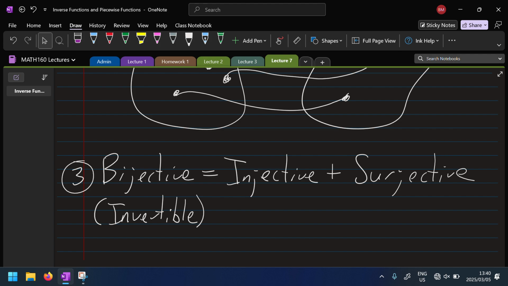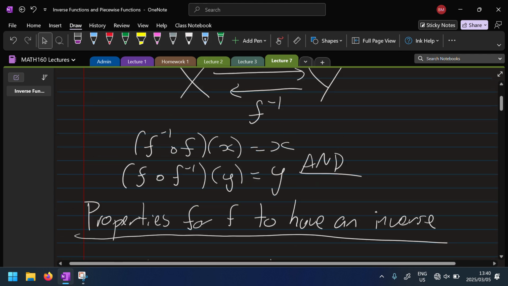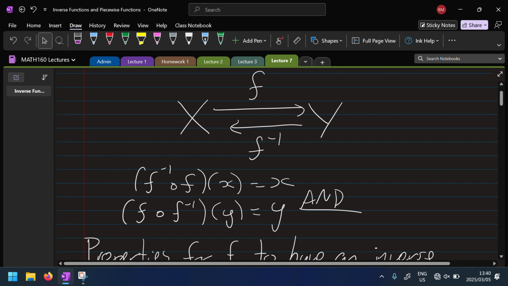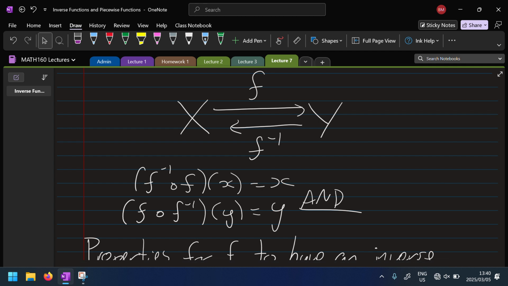Okay, so if we go way back to the beginning here, these two conditions for F and F inverse to be inverses of each other, you can check this again using injective and surjective. Okay, so redraw that picture, X going to Y, going back to X, and then check the two conditions for homework.